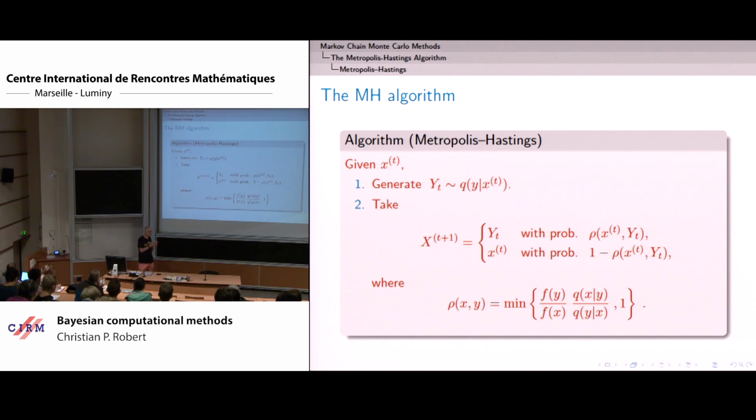the accept-reject algorithm, is a big difference, because in accept-reject, you keep rejecting and then you accept some of the values. Here, if you reject, you repeat the current value. And so that's a big difference.